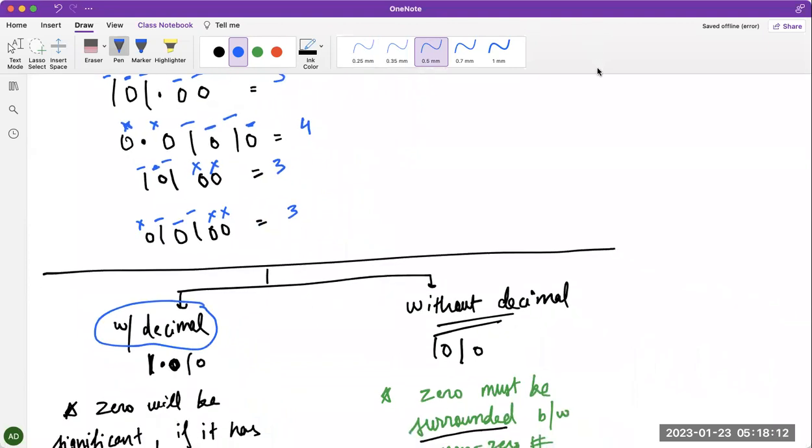Okay, I'm going to stop this video here. In the next video, we'll talk about the rules for significant figures when it comes to addition and subtraction and multiplication and division.